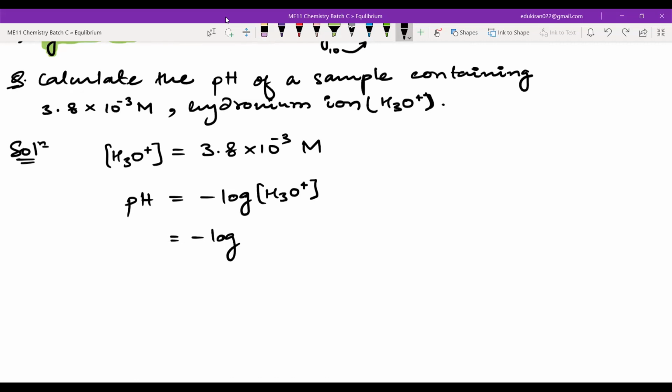Zainab, what is the concentration of H3O plus given? Yes, Zainab. Okay, you are not audible. Is Zainab audible to anyone? No. Okay. Okay, Aisha, you tell me. What is the concentration of H3O plus given here? 3.8 into 10 raised to minus 3. 3.8 into 10 to the power minus 3.